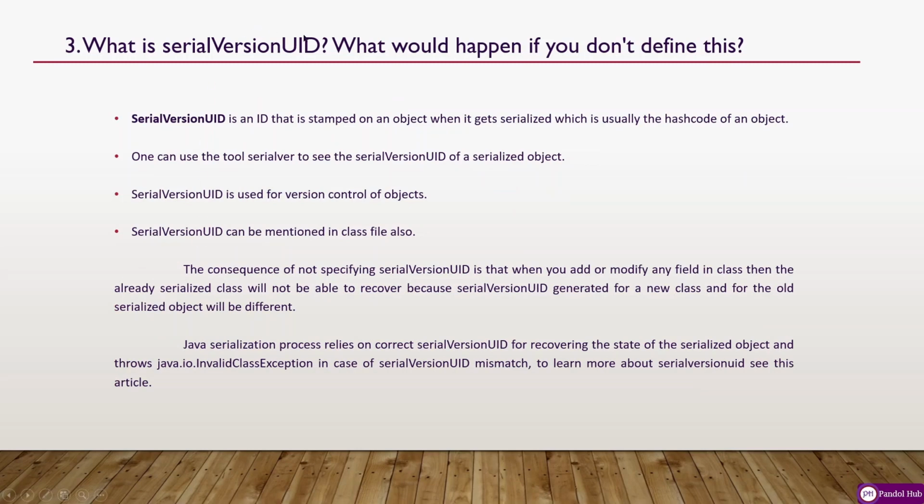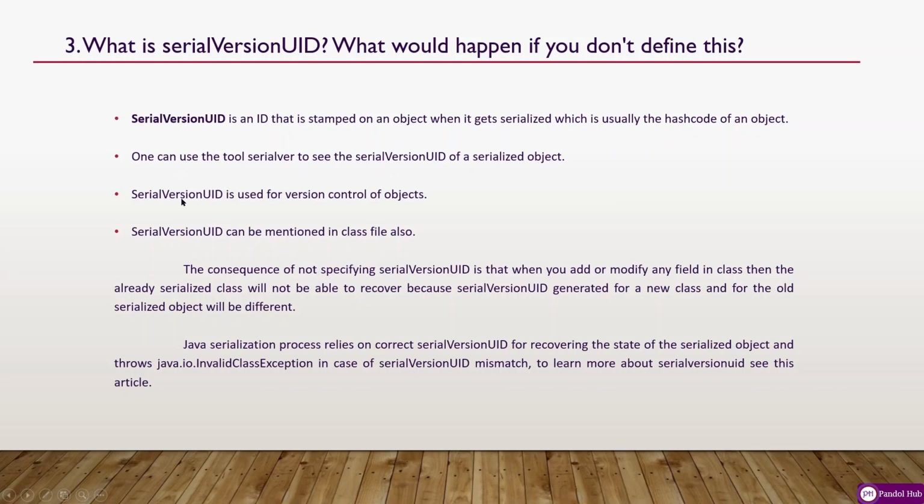So what is serial version UID? What would happen if you don't define this? Serial version UID is an ID that is stamped on an object when it gets serialized, which is usually the hash code of the object. Whenever you do a serialization, a version ID gets added to it, which is usually the hash code of the object that gets serialized. One can use the tool serialver to see the serial version UID of a serialized object.